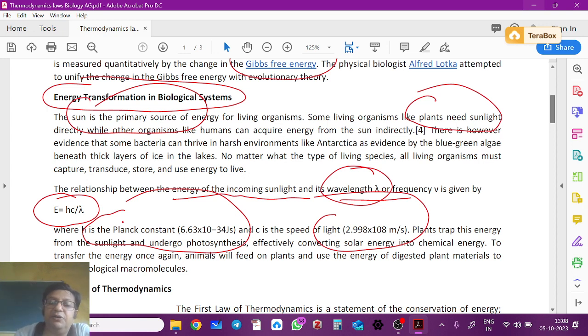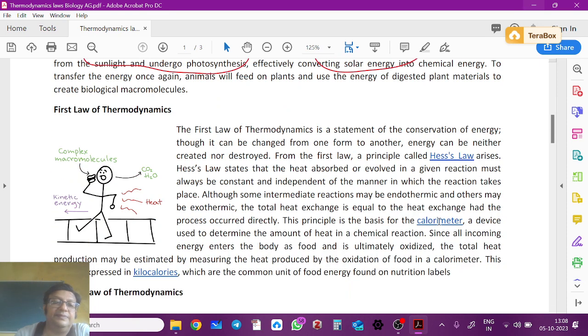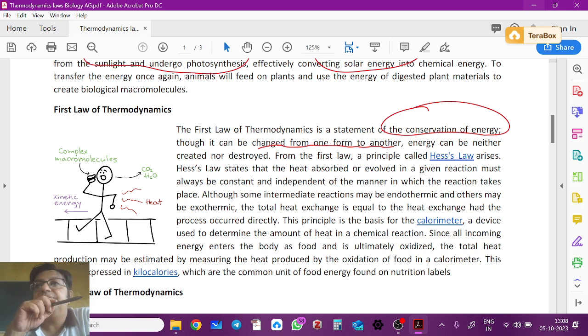Now let us talk about the first law of thermodynamics. It is the law of conservation of energy. Energy cannot be created nor destroyed. It can be changed from one form to another. Energy can neither be created nor destroyed. Clear?